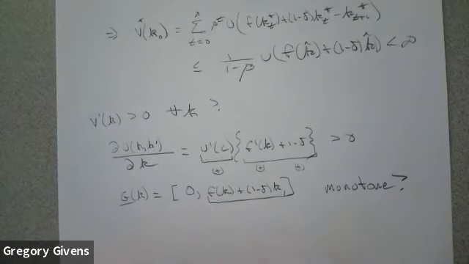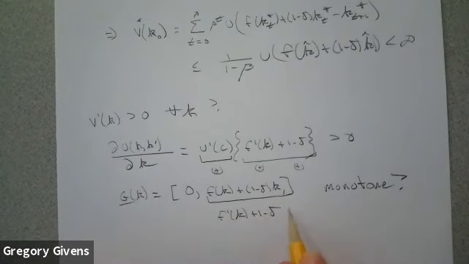The upper bound is just given by f of k plus 1 minus delta k. Well, what's the derivative of that? It's f prime of k plus 1 minus delta, which is positive. So increasing the capital stock is going to push the upper bound of G farther to the right on the real line. So in fact, G is monotone.